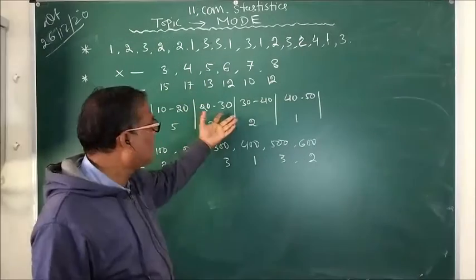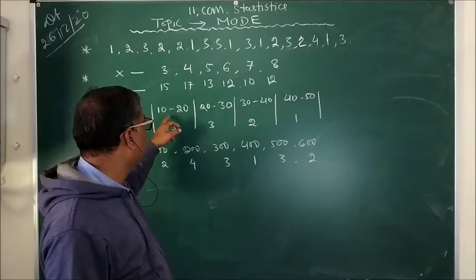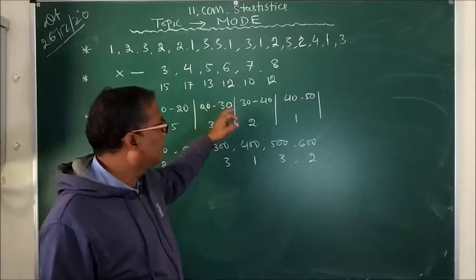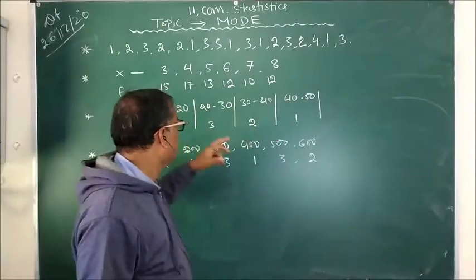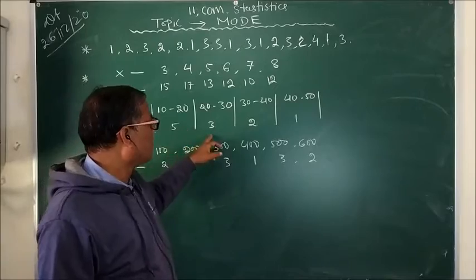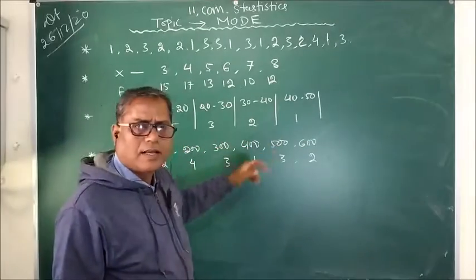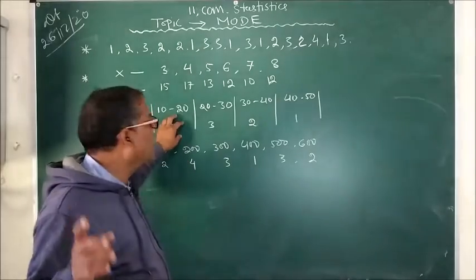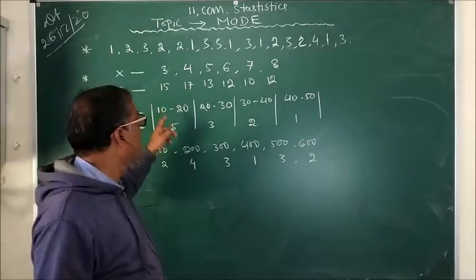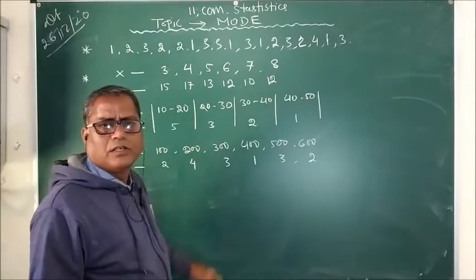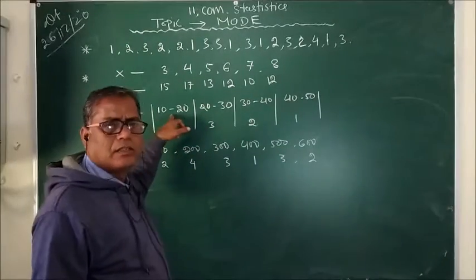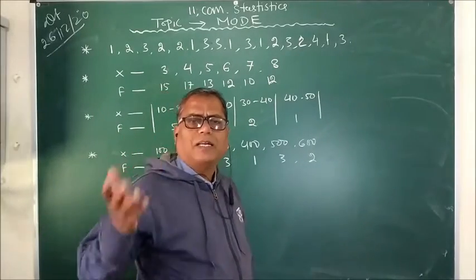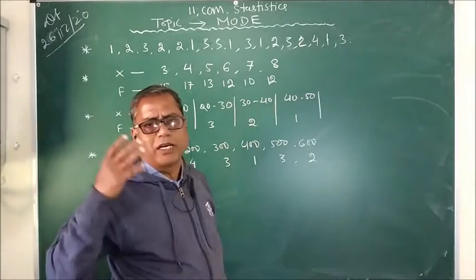The same is in the case of continuous series. Here 4 different classes are there: 10 to 20, 20 to 30, 30 to 40 and 40 to 50, and their respective frequencies are 5, 3, 2 and 1. Hence, by simple observation, we can say that the maximum number of times the class appears is 10 to 20. Hence, we will find the mode in this class. So this is how by simply observing the series we can determine mode.